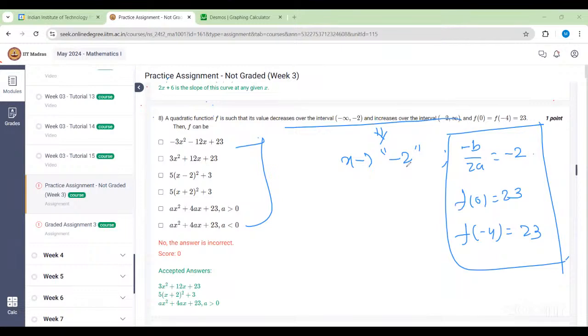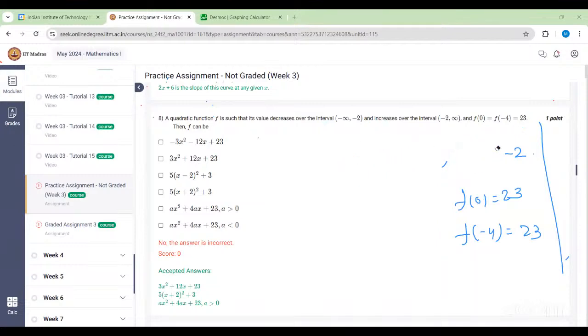Okay, any other question from this activity practice assignment? Question number 30, anything which is left? One three.